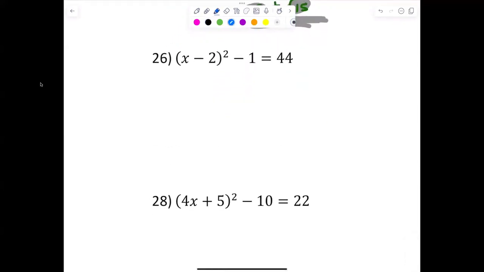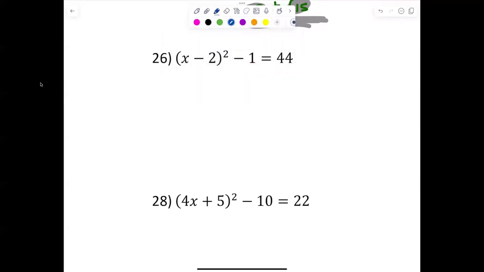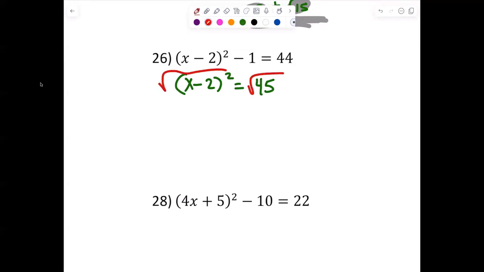First thing I want you to do is tell me to do what to both sides? Add 1 to both sides. So everybody go ahead and add 1 to both sides. And I end up with x minus 2 squared equals what? 45. Now what do I need to do? Square root. Perfect. X minus 2 equals, don't forget the what? Plus or minus. Now, what perfect squares in 45? 9 and 5. What's the square root of 9? So we have plus or minus 3 radical 5.